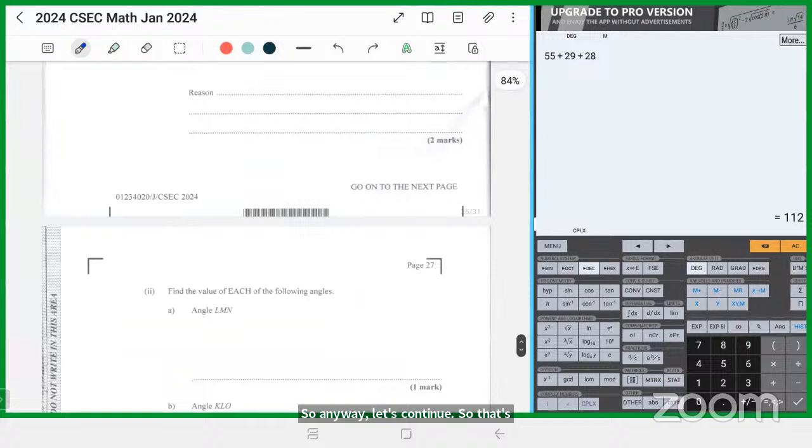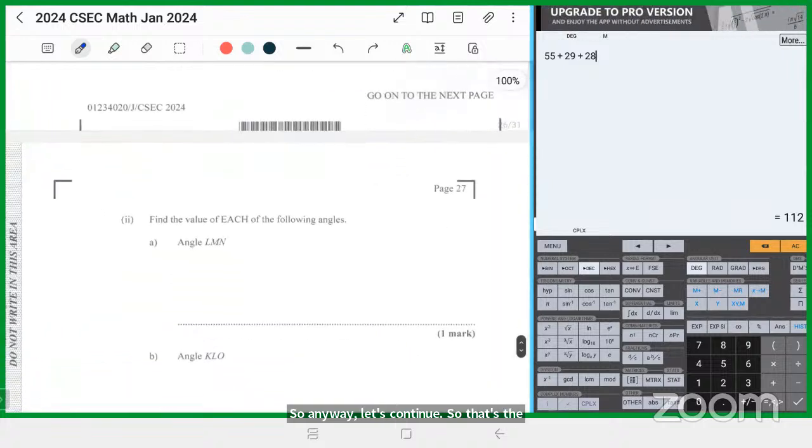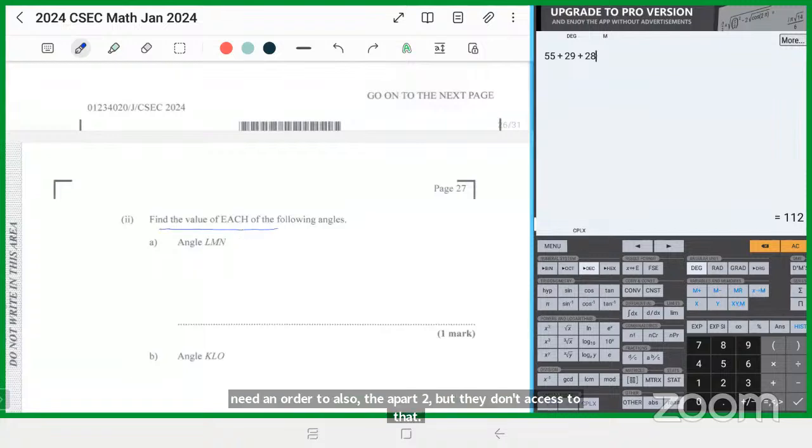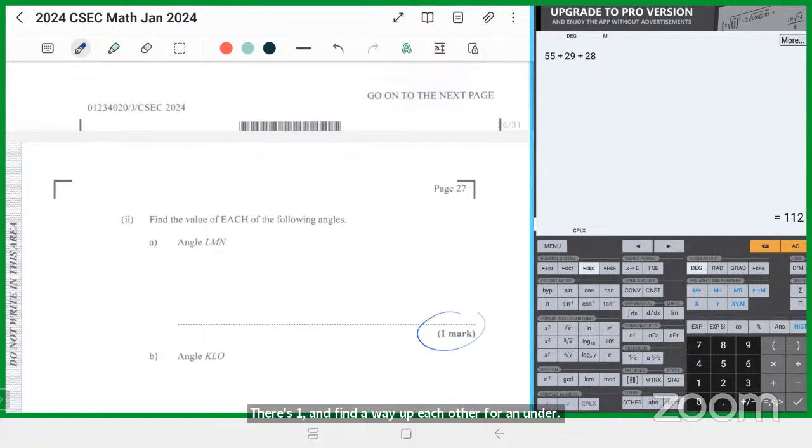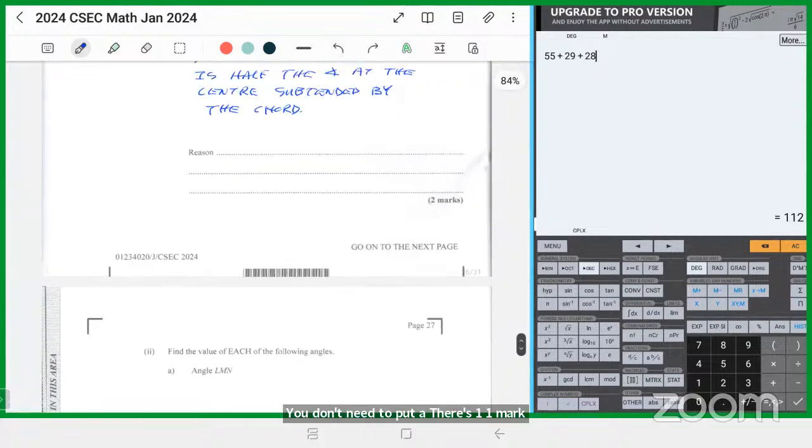So anyway, let's continue. That's the reason one. Look down here now. They don't ask for part 2 now, and they don't ask you to write any reason. They just want you to calculate them. Find the value of each of the following angles. You don't need to put any reason. And it's 1 mark. You see it? That's what I'm talking about. This is 2 marks, maybe 1 for the angle and 1 for the reason.